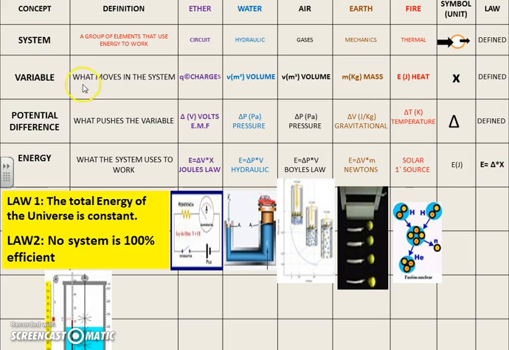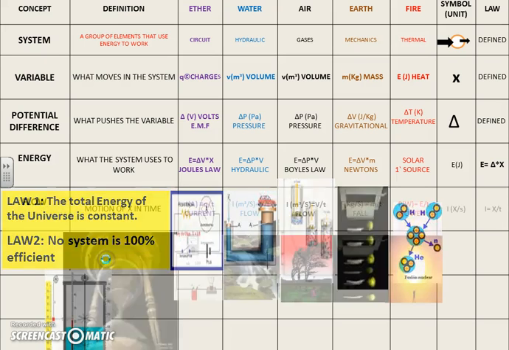Basically, in order to have energy, we need to have these two things, something moving and something pushing. So that is a law for energy. And the two laws in thermodynamics: the first law is the conservation of energy, and the second law is that no system is 100% efficient. There is always energy being lost to the surroundings.